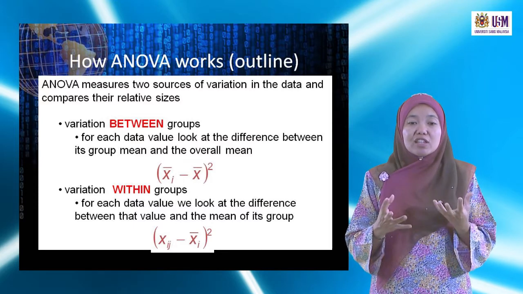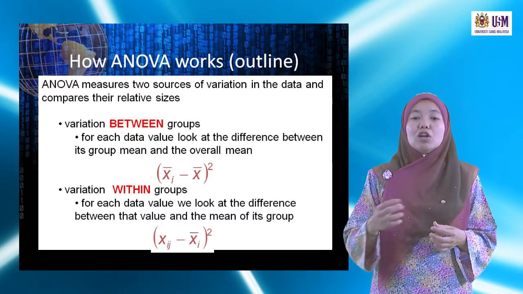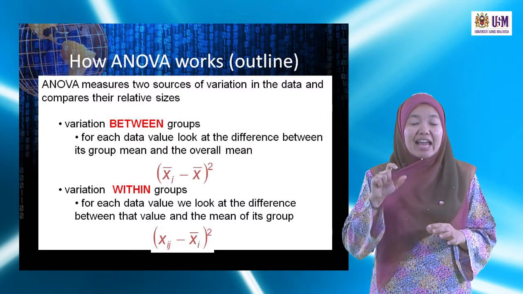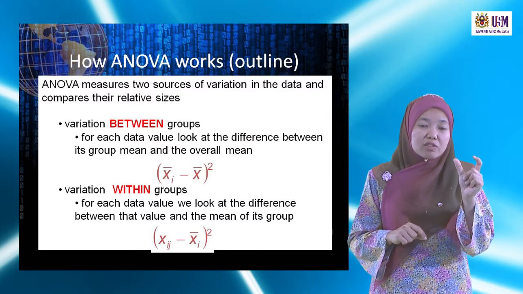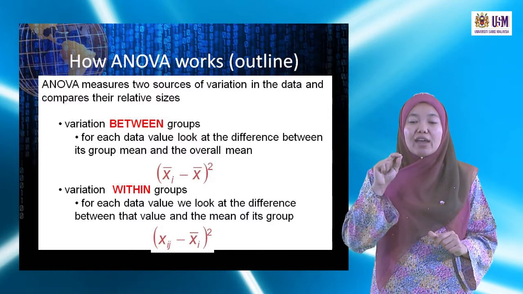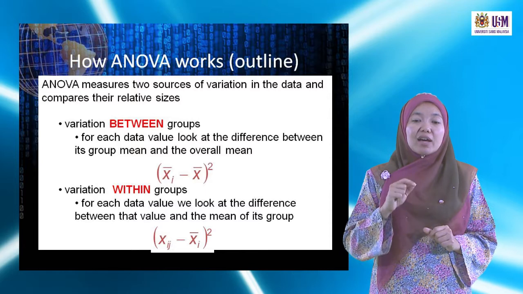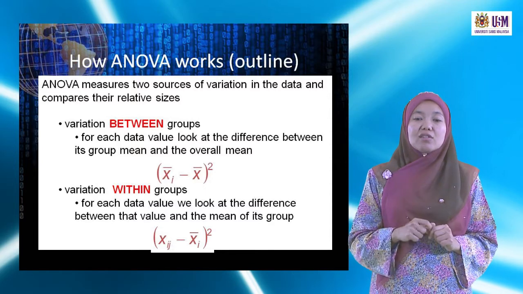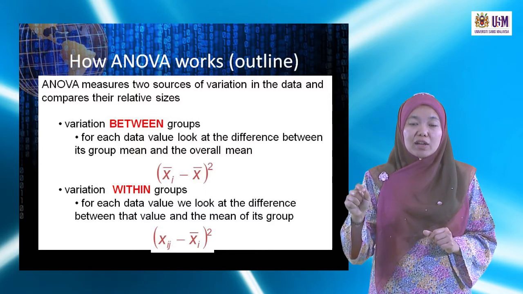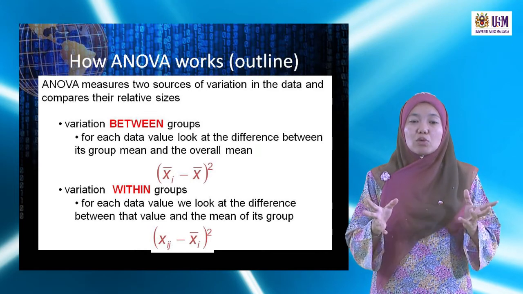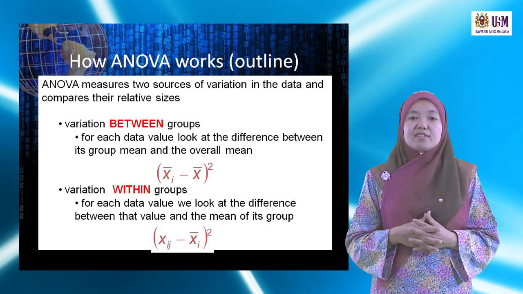The second part of variation comes from within group. For each data value, you need to look at the difference between the value that you observe for X and the mean of X in that group. So in this case, X_ij minus X bar i, the mean in that group, and you square because this is variance.